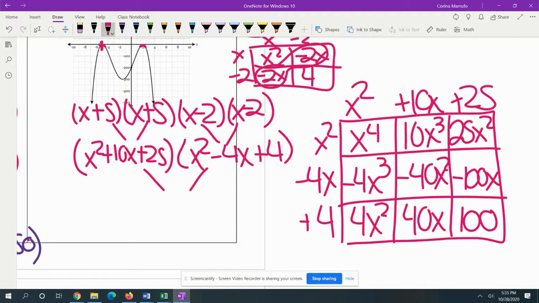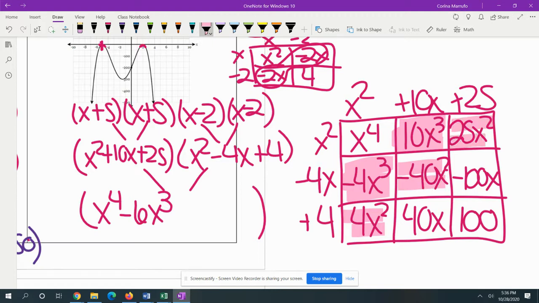Okay, so now I'm going to go ahead and write this all out. We have x to the 4th power. And then here, if you notice, we have negative 4x cubed and 10x cubed. Together, that gives me negative 6x cubed. When we look for the next set of like terms, we have 4x squared, negative 40x squared, and 25x squared. So when I combine those, let me go ahead and put that in my calculator real quick. And that gives me negative 11x squared.